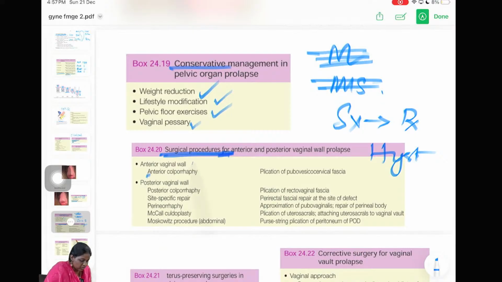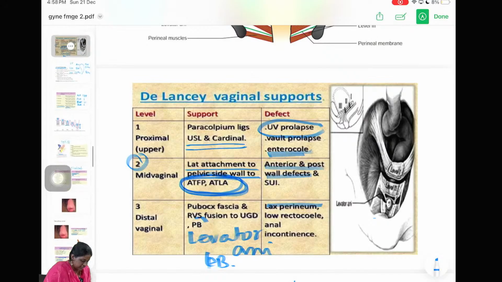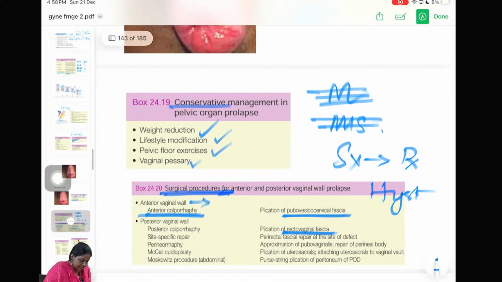If it is an anterior wall prolapse, anterior colporrhaphy has to be done. That is the pubovesicocervical fascia. And for posterior wall prolapse, you have to go for fascial repair. Why fascia? In both anterior and posterior wall prolapse, fascia is the problem, so fascial support has to be done. And in case of lax perineum, you have to go for perineorrhaphy.